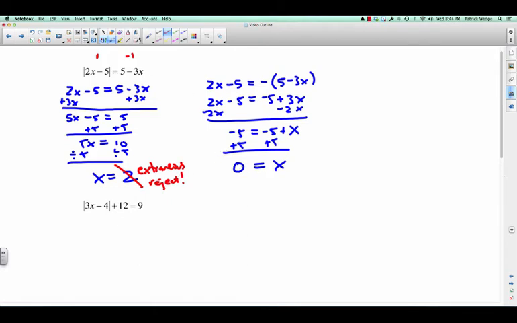Okay, let's try 0. So let me get rid of this first. Let's try 0 in here. 2 times 0 is 0. Take away 5 is negative 5. And the absolute value of negative 5 is positive 5. If I put 0 in here, 3 times 0 is 0. And 5 take away 0 is 5. Yay, it worked. So this is actually our only solution.